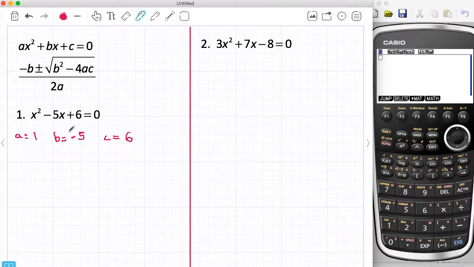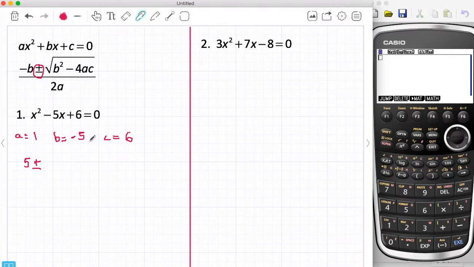So this says B is minus 5, and this says minus B. So it's minus 5. I'm actually going to end up with a 5. Here, there's a plus and a minus. And that's because it's a quadratic. It can have up to 2 answers. And that's where the 2 answers are going to come from.